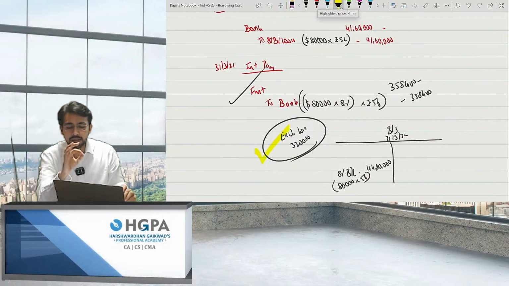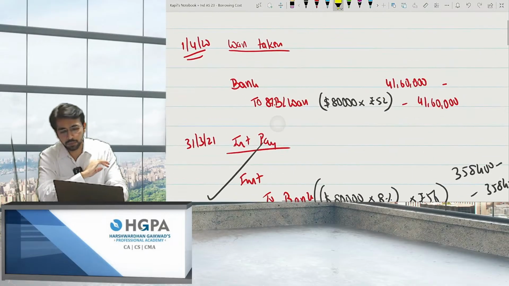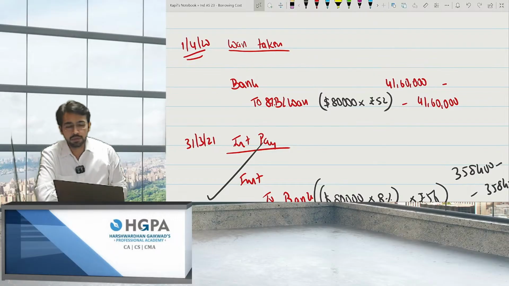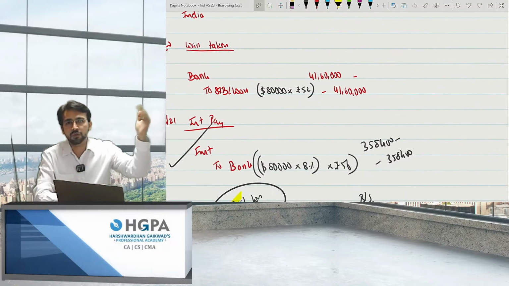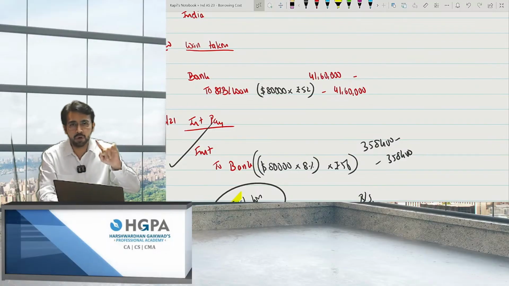And why is the option given? See, it is very simple. I'll ask you, why did you take a loan? Why did you take a loan from outside India? So you will say the rate was cheaper. Okay, fine. Let's assume you did not take a loan from there and you took a loan from India itself. So at that time, obviously it was costly for you, right?